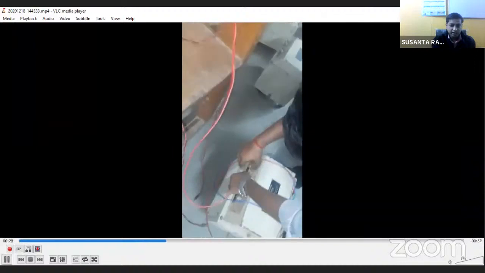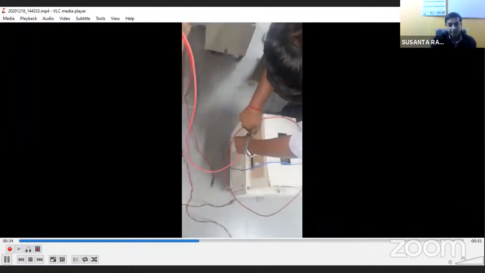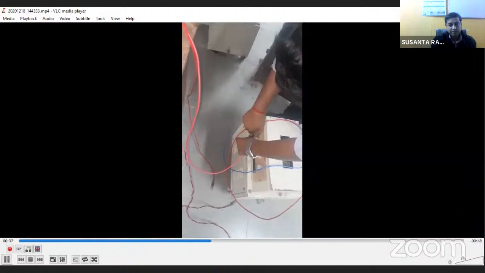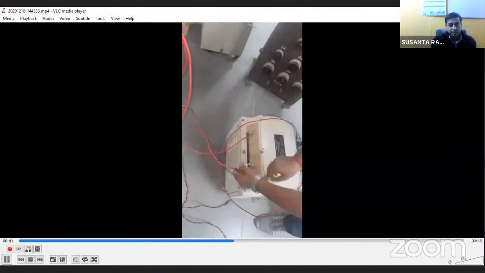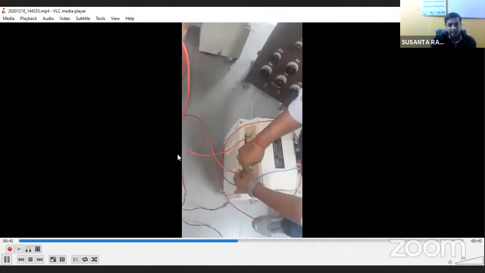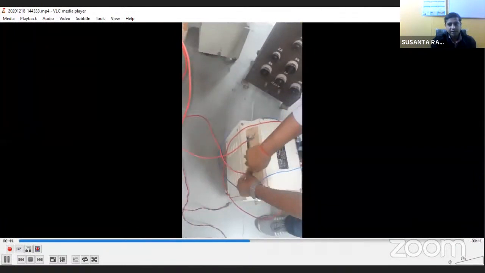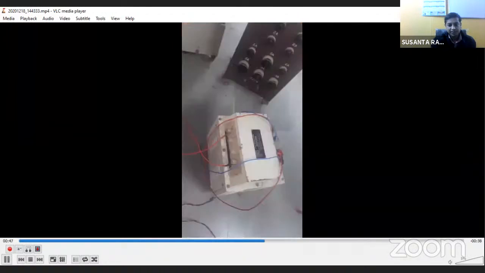Now he will connect the excitation to the high voltage side. So this is how he is connecting to the high voltage side. Okay.